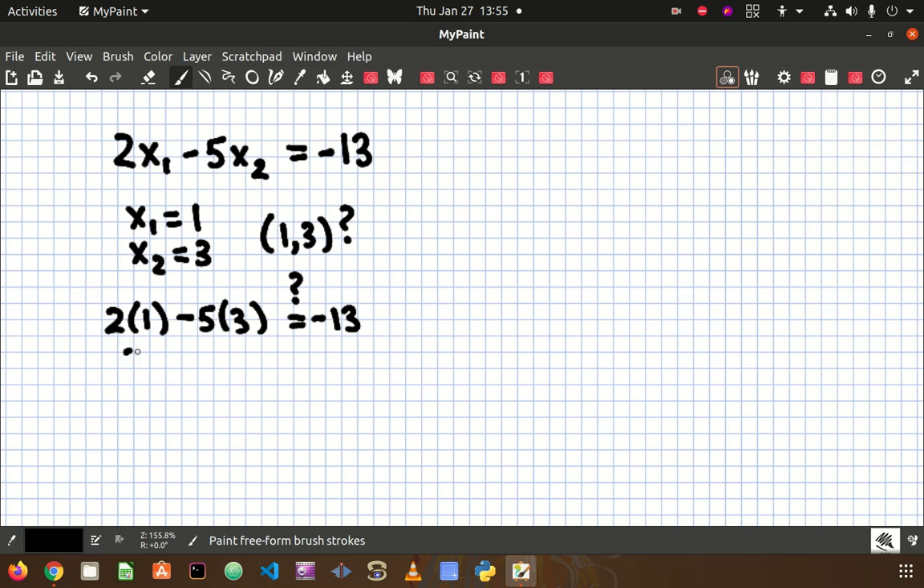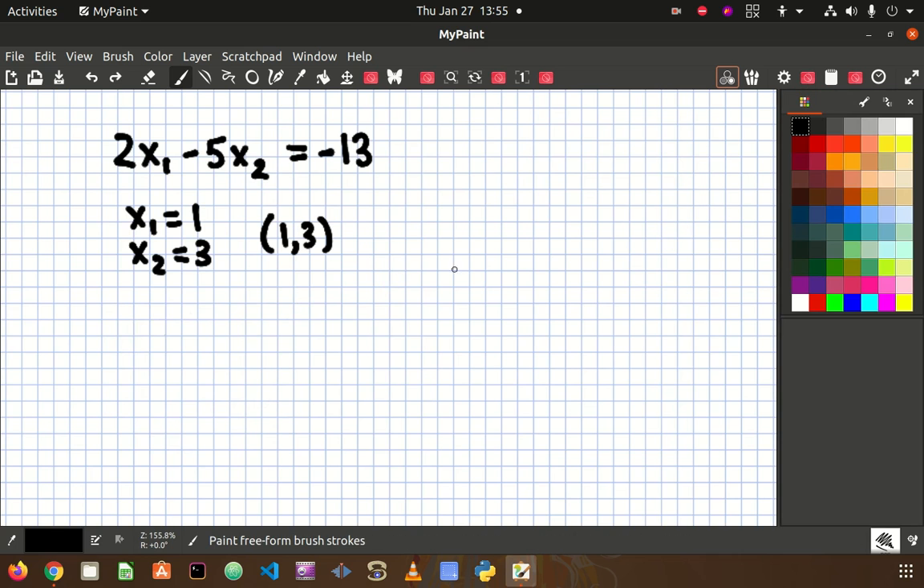So 2 times 1 is 2. 5 times 3 is 15, so that's negative 15. I could write that a little bit better. There we go. And so 2 minus 15 is negative 13, and so I get an identity. So the answer is yes, 1, 3 is indeed a solution to this system. So let's go ahead and mark that. This is indeed a solution to the system.